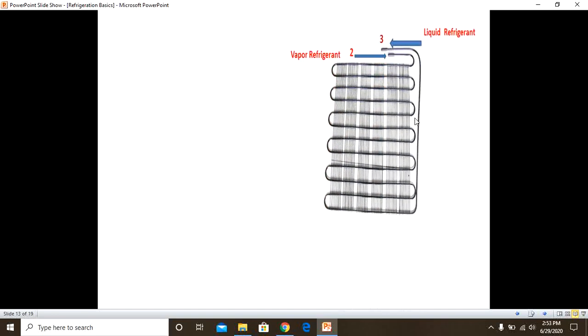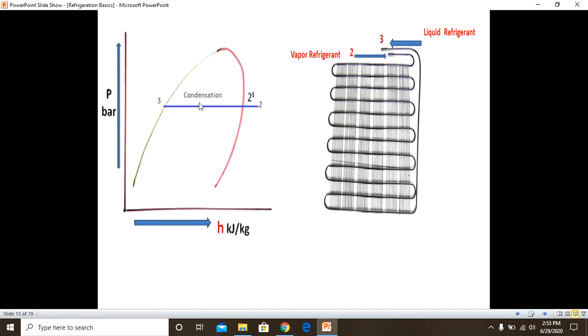Next, you see, from 2 to 3 it is condensing. That's why your pH chart is like this. Next, Hf is equal to H3.